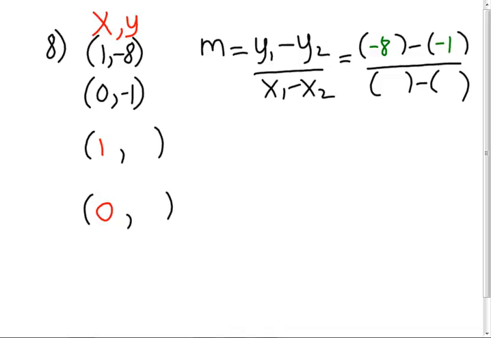Now, -8 is paired up with which one? 1 or 0? 1. So we'll put the 1 there. And we'll put what over here? 0. Once you pick the first one, I don't care which of the 4 you pick, you're stuck.